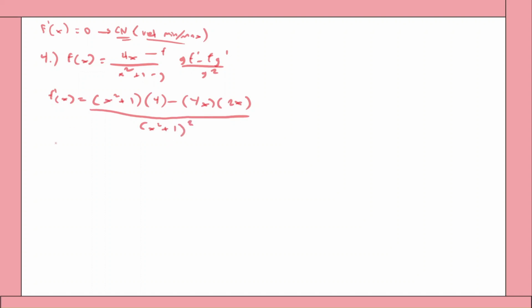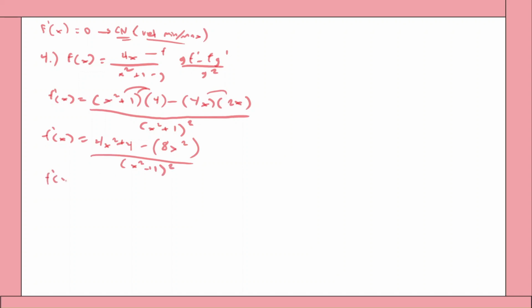Then we just simplify everything the best we can. So we distribute this 4, and we distribute this one as well. So 4 times x squared, that's 4x squared. 4 times 1, that would be 4. We keep the minus here, and we're going to distribute it after. So 2x times 4x gives you 8x squared. Then we'll just carry over the bottom part, so x squared plus 1 squared.